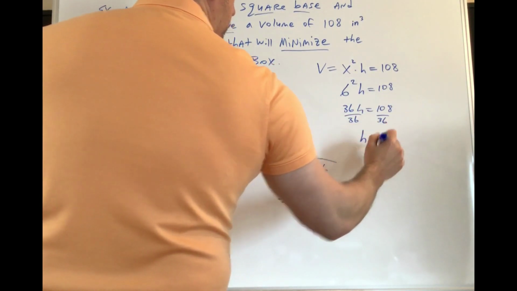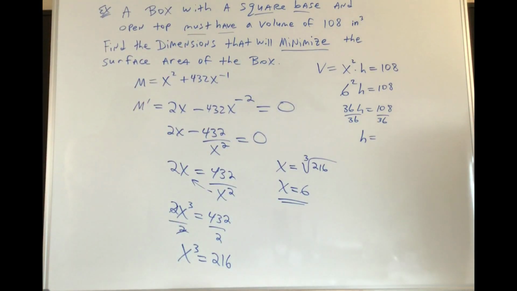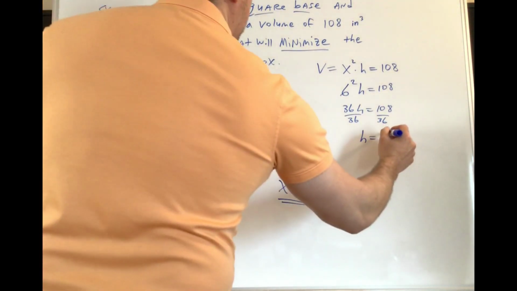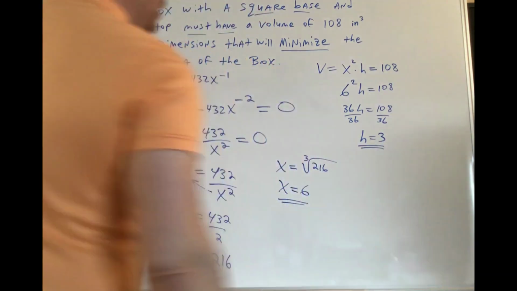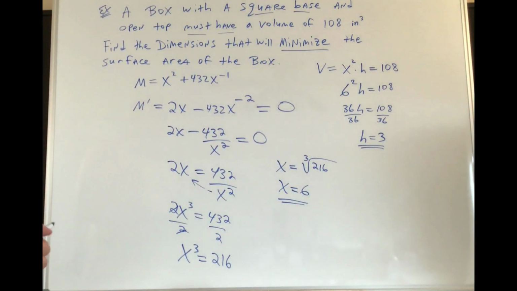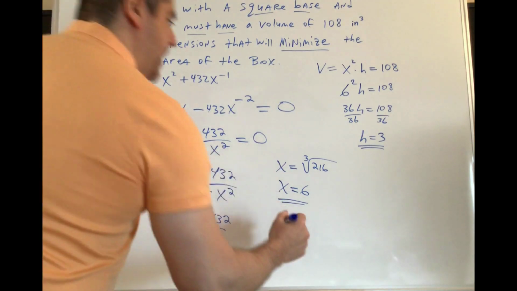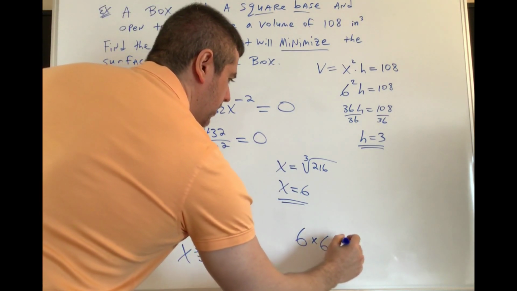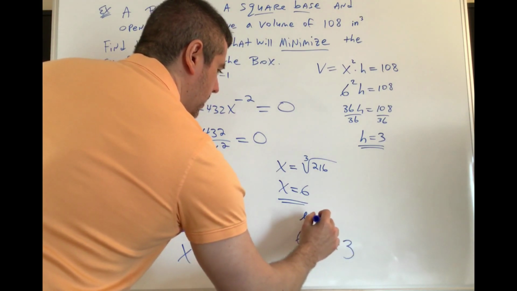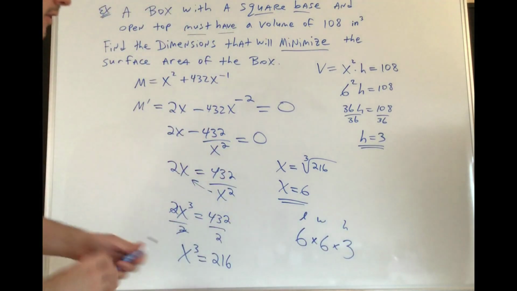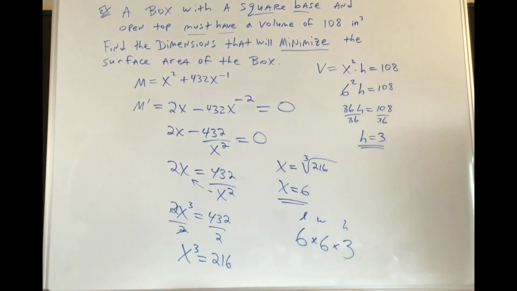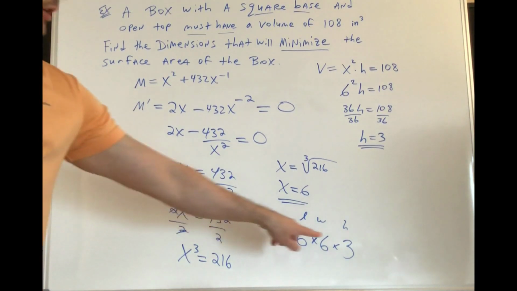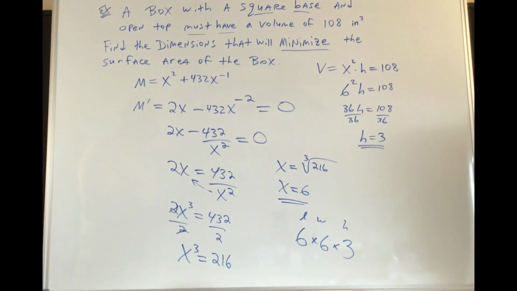I think it's 3. 36, 36, 36. Right? 36 and 36, 72. 72 and 36 again is 108. So what are the dimensions of the box you built? 6 by 6 by 3. Right? What's a box? Length, width, height. There you go. If you multiply that out, you get 108.